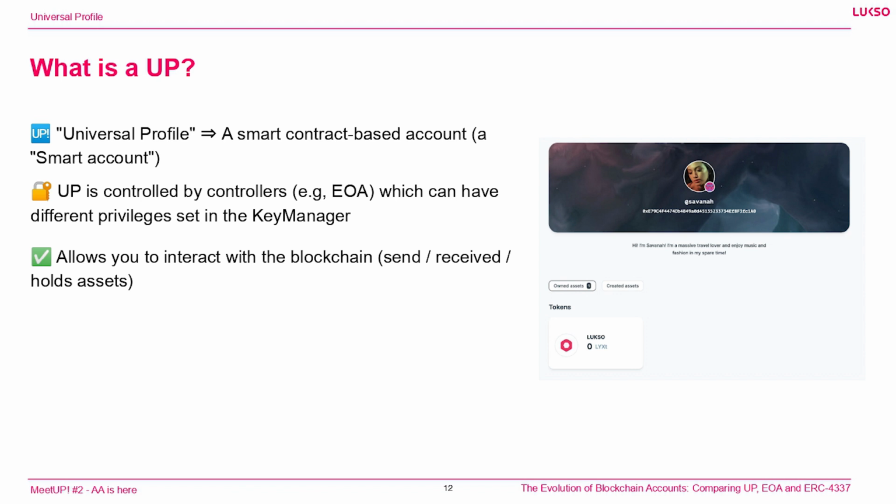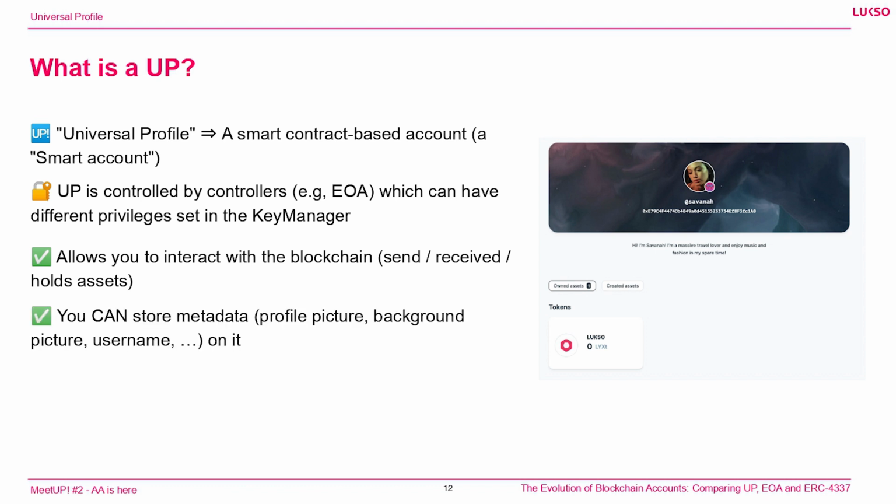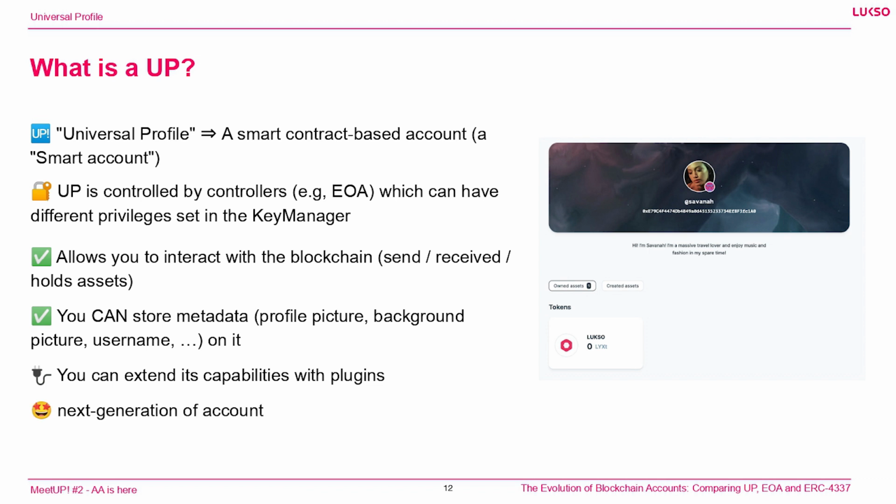It allows you to interact with the blockchain in the same way because it's a smart account, and you can store the metadata, all the information that you want on top of that. You can also extend its capability with plugins. There is still a lot of unknown that we have for the future. If tomorrow or in the next year there are additional features that we want to bring onto the Universal Profile, we can do that because we have a plugin system that allows us to do that. So yeah, this is definitely also the next generation of account.